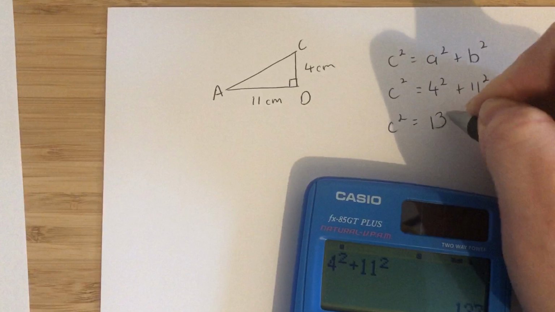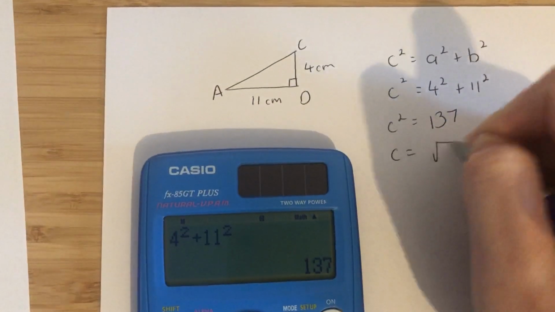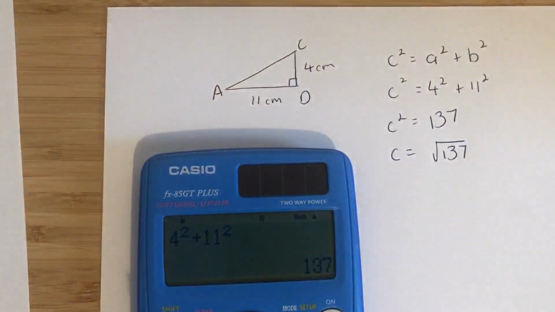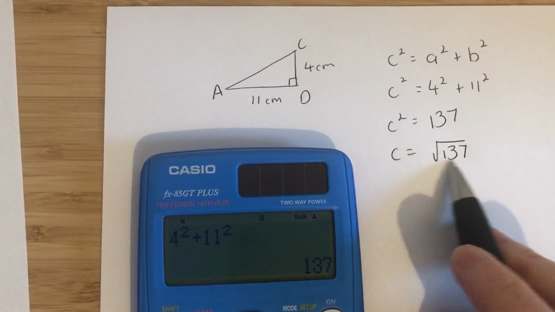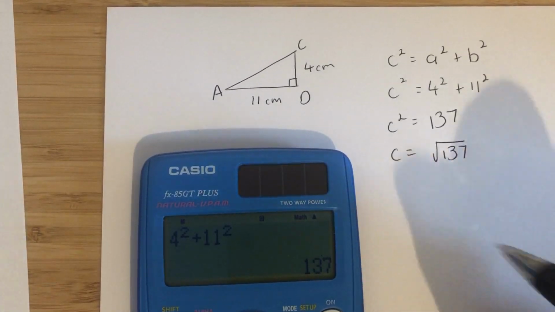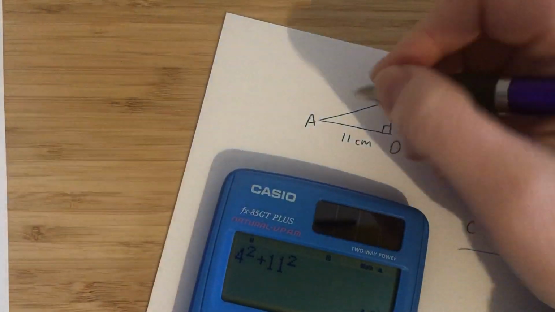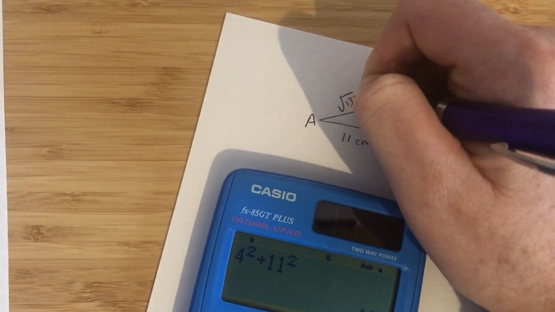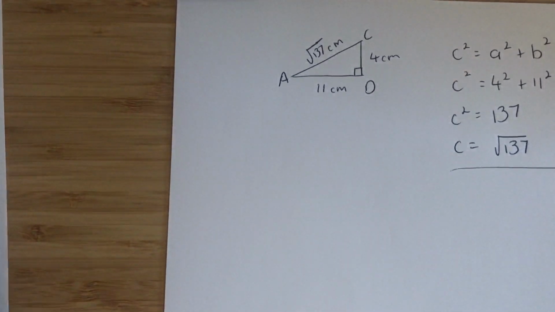137. And so C equals the square root of 137. Now I'm going to leave it as a square root, because we're going to do 3D Pythagoras, which means we're going to be using this in just a second. You'll see why I've left it as a square root. So if you're doing 3D Pythagoras, just leave this one as a root. So that's root 137 centimetres. So I've got the first length.